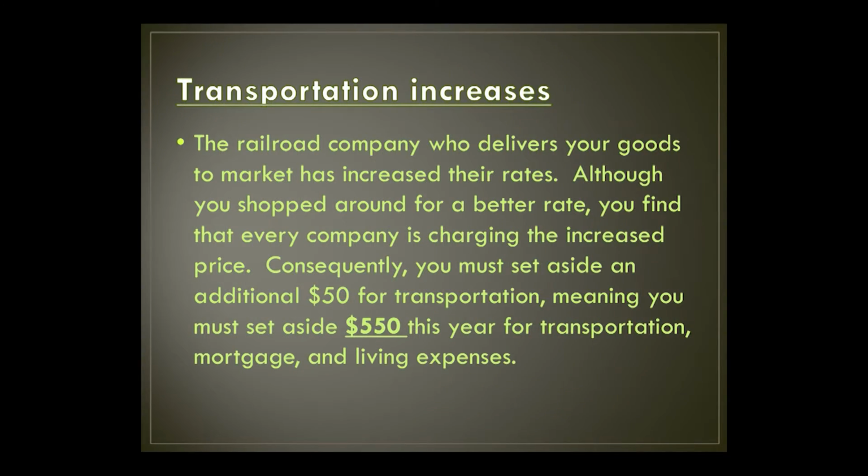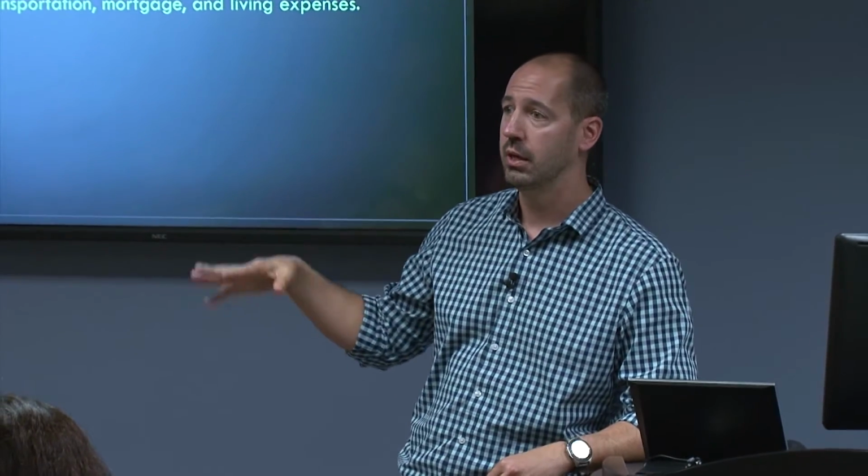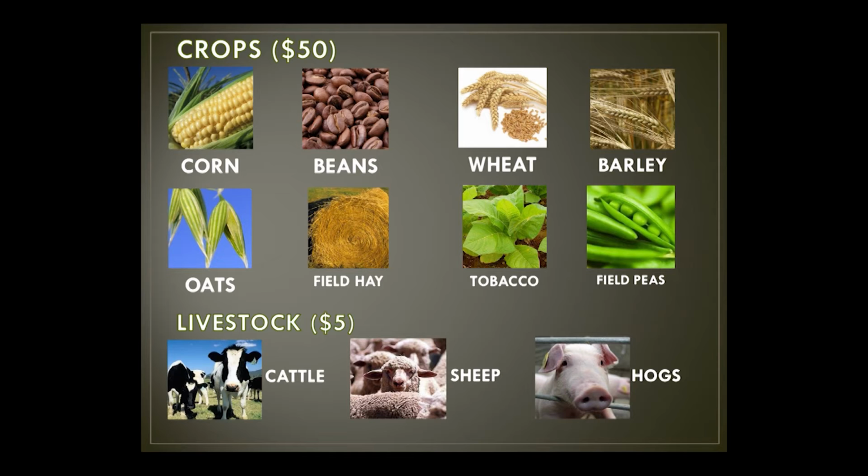Oh, wait. It turns out the railroad company that you ship all your goods to, that you absolutely have to use, they say they're raising their prices by $50 this year. And you say, shenanigans! So you go to another railroad company. It turns out they also have raised their prices $50. Actually, every railroad has the exact same price. And you have to get your goods to market, so you really don't have a choice. So now, this year, expenses are $550. So they go through, they figure out what's going to happen. They do it again this year.